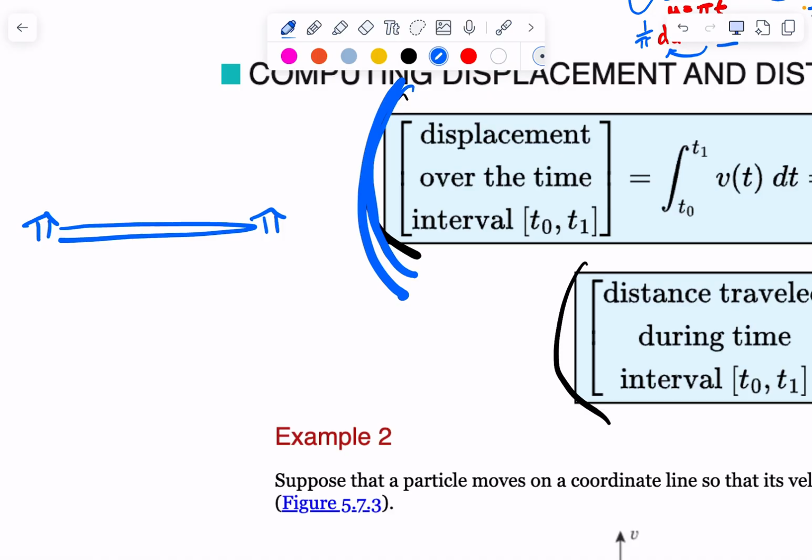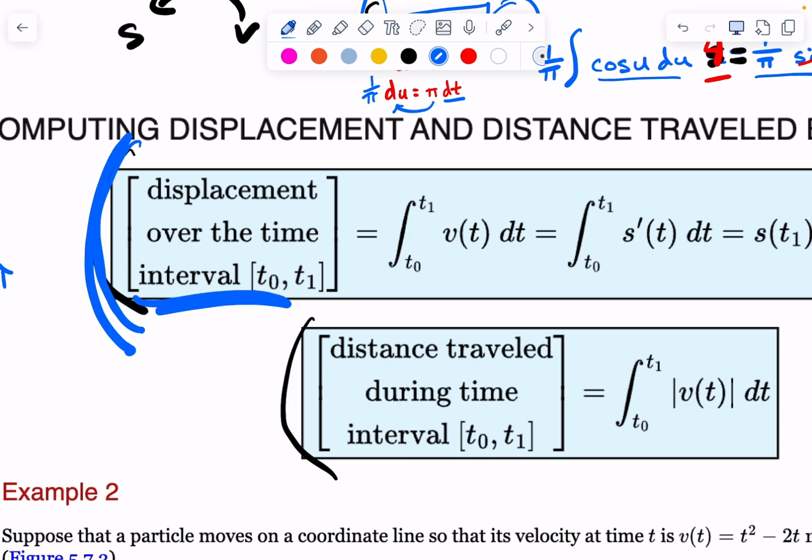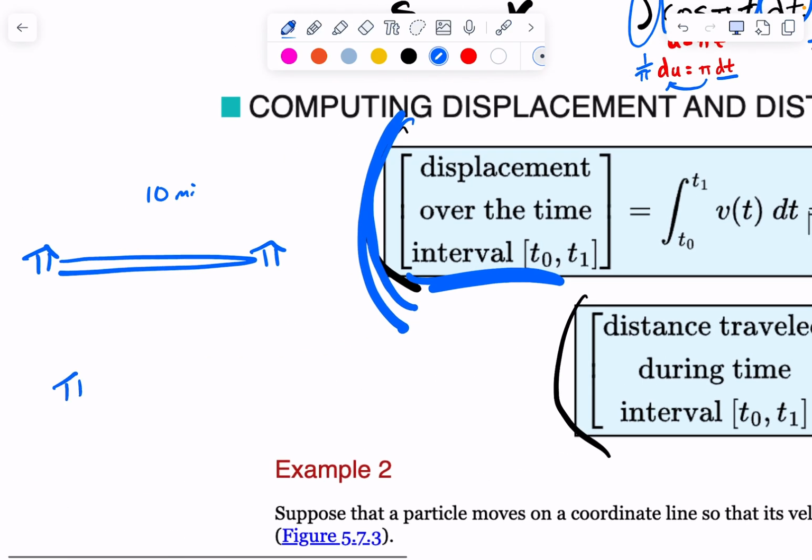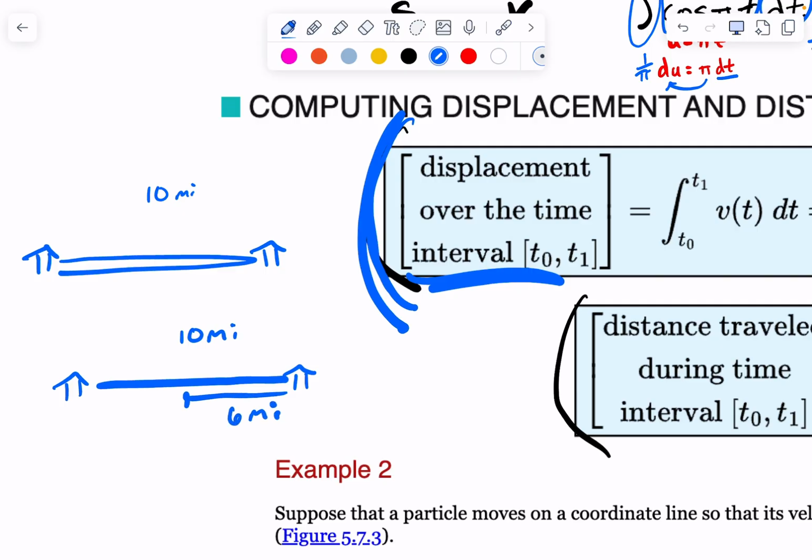But what's my distance? My distance would be 20, right? Okay, so the displacement is like the total change from where I started. Okay, let's do another example. Let's say I have a house here, and I have a house here, and I travel here, which is 10 miles, and then I travel back 6 miles, right? So this distance is 6 miles. What's my displacement?